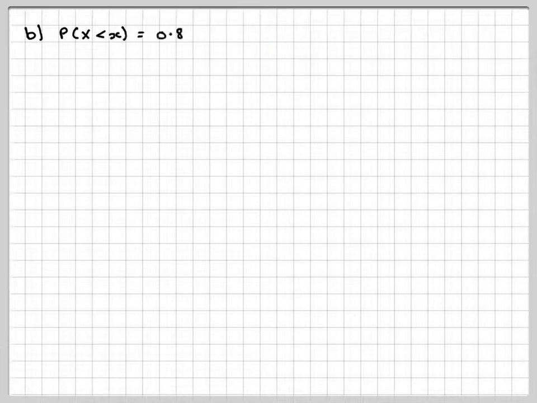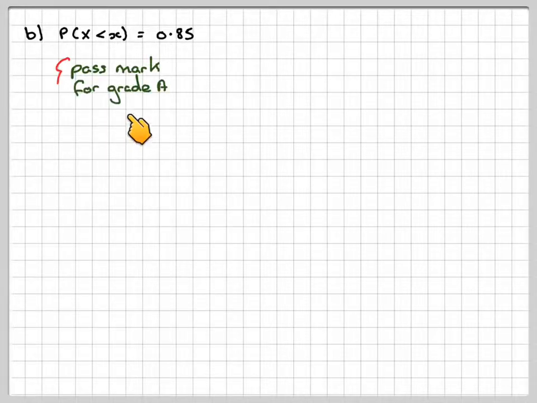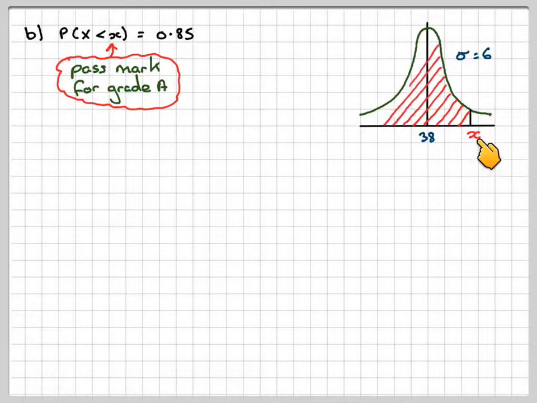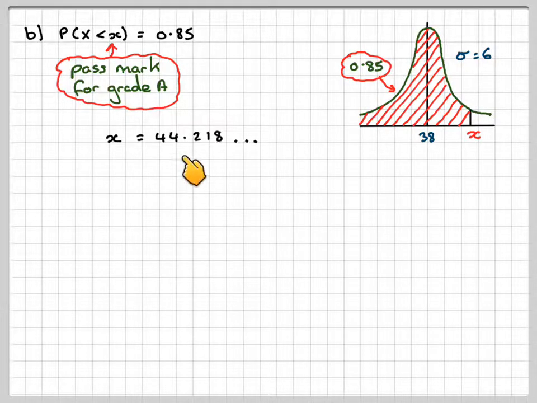So, the second case, the probability that X is less than x is equal to 0.85, and this is the pass mark for a grade A. Anyone less than that mark will get a grade B or less. If we draw a diagram, 0.85, starting from there up to there, is less than, so our value of x has to go here. So this is 0.85, and it's quite important to draw a graph, I think. So x would be 44.218.